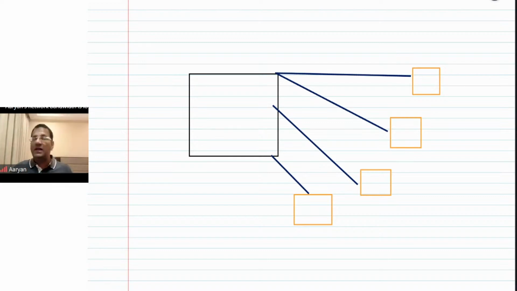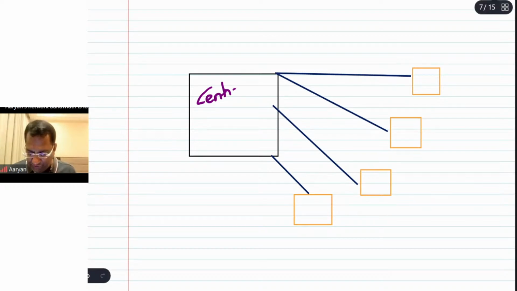There is no middleman involved. There is no regional distributor. There is no C&F. There is nothing. The company, DMart, directly purchases from the company itself. So there will be centralized purchasing. So ये जो है ये centralized आपका warehouse है.